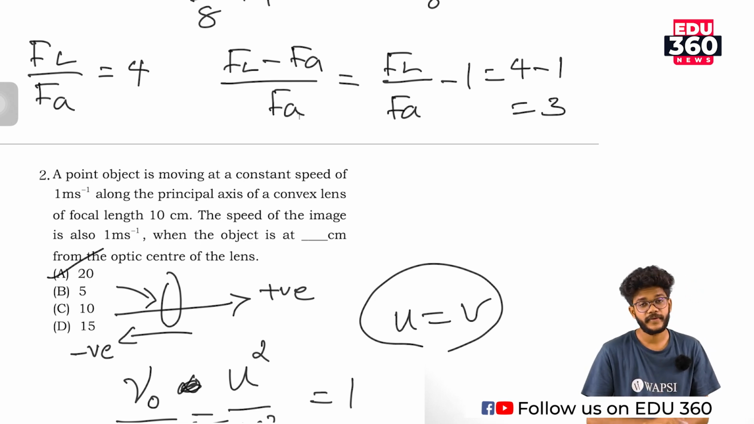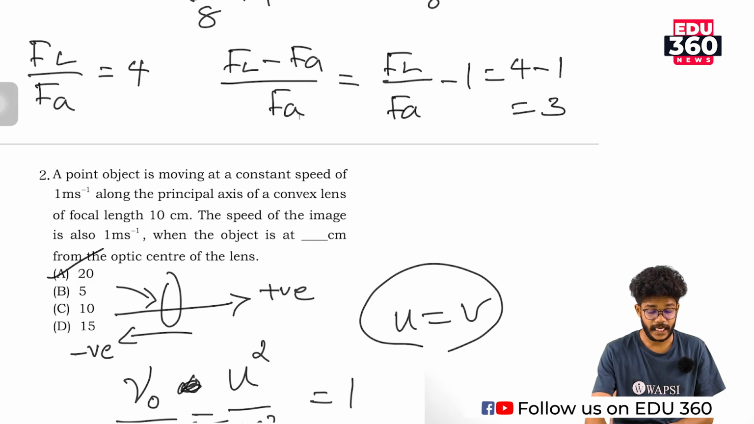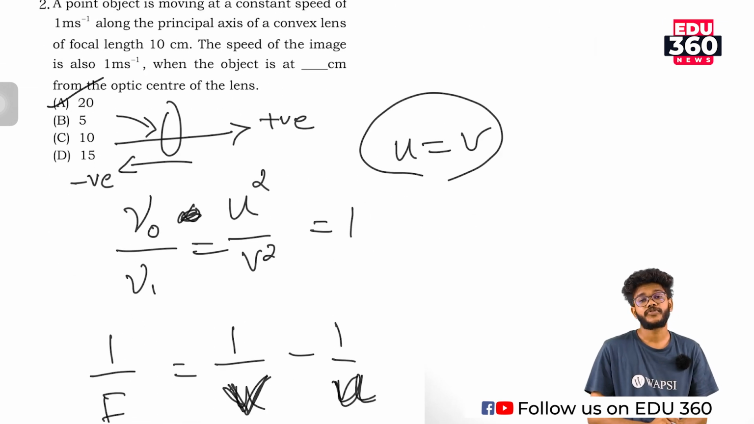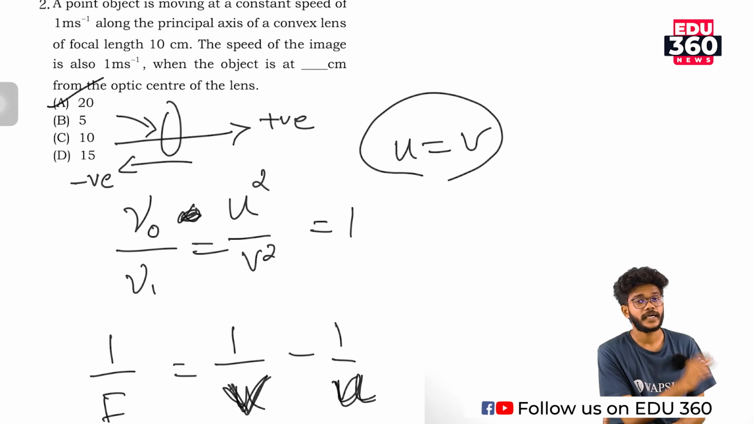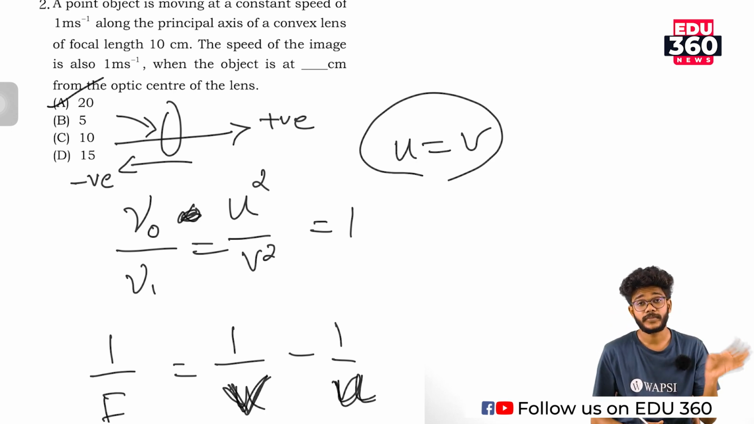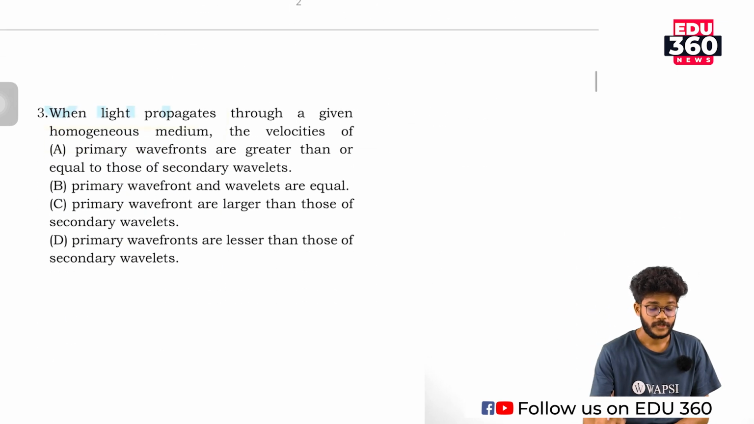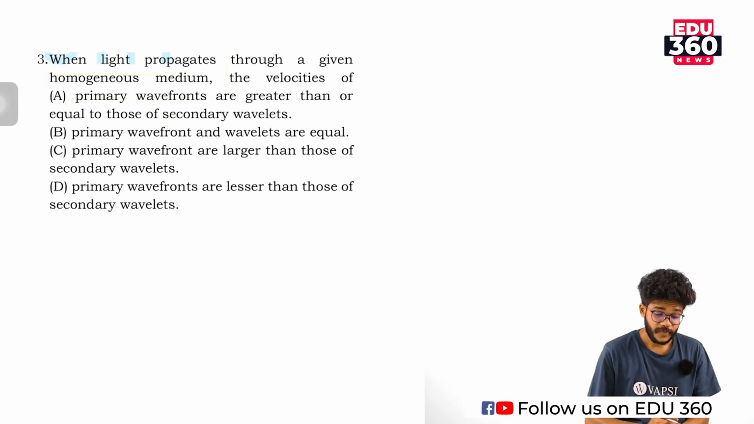Okay. Here we have used the idea that the velocity is proportional to the square of the distance between the lens and where the object is placed or the image is formed. Okay, so we can move to the third question.